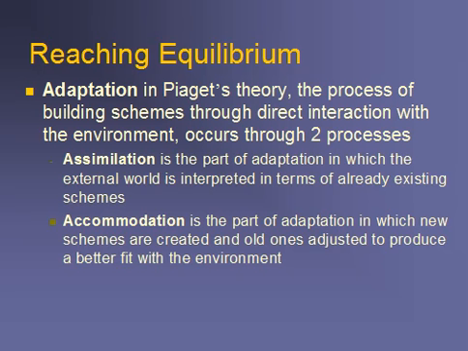How children reach equilibrium, according to Piaget's theory, is this process of adaptation, which involves one of two different means. The first is assimilation. That's the part of adaptation in which the external world is interpreted in terms of already existing knowledge structures or schemas. Accommodation is the part of adaptation in which new knowledge structures are created and the old ones adjusted to produce a better fit with the environment.